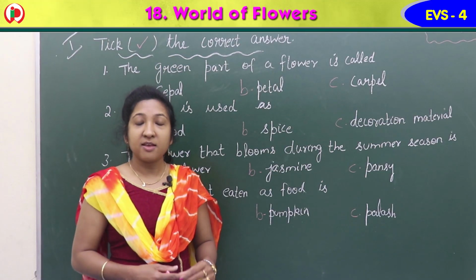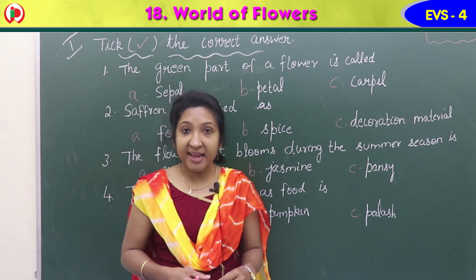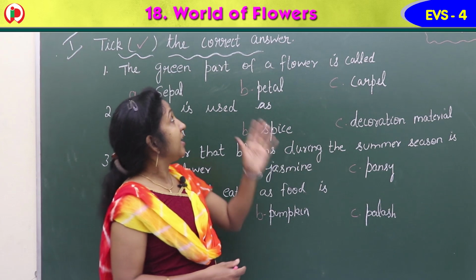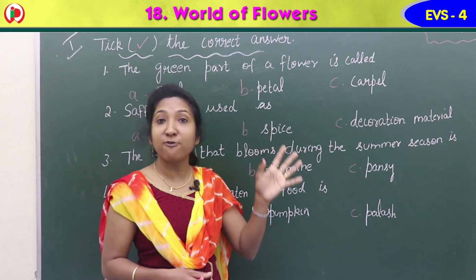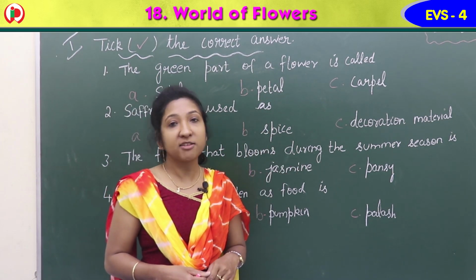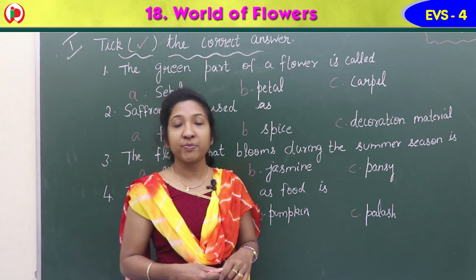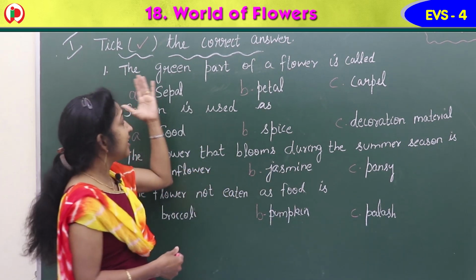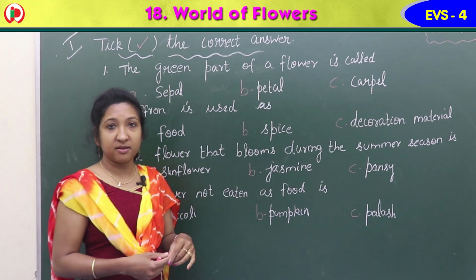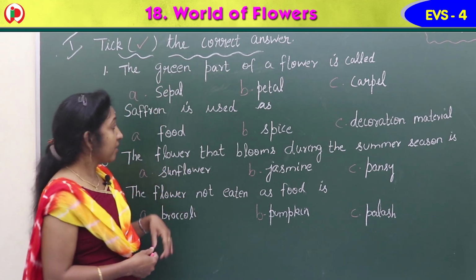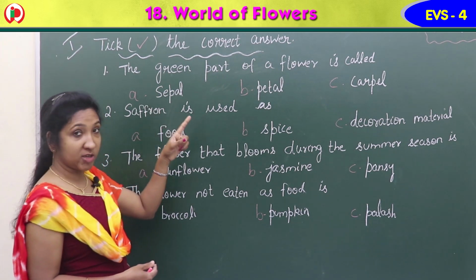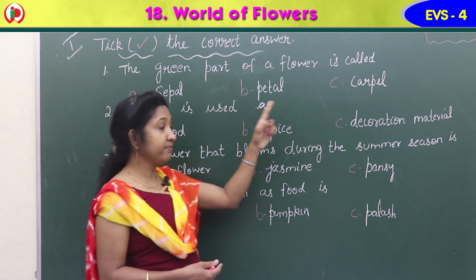Yes, children. So now it's the exercise time. So we have some exercise in the workbook for lesson 18, World of Flowers. Okay, so let's do the exercise in the workbook. Coming to the first exercise in the workbook, tick the correct answer. Four questions are there and you have three options, A, B, C.